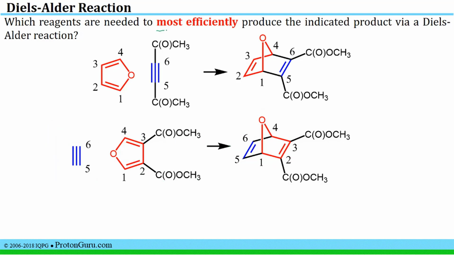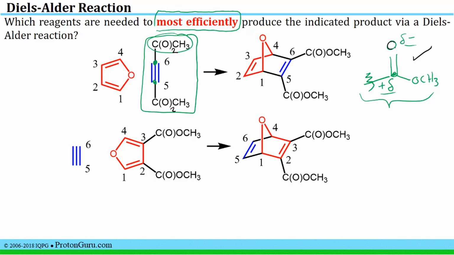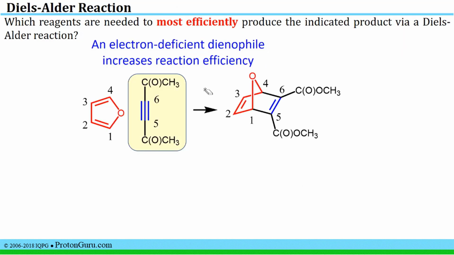And the trick to getting this question right would be to notice the wording in the question. It says which reagents are needed to most efficiently produce the indicated product by a Diels Alder reaction. Well, in a Diels Alder reaction, if your dienophile has electron withdrawing substituents, if we draw out the substituent, we can see that there's a polar oxygen-carbon bond and a partial positive charge on the carbon in that unit. That means that this dienophile has electron withdrawing substituents on them. And we know that an electron withdrawing dienophile increases the reaction efficiency, so we would want to use this dienophile rather than just acetylene.